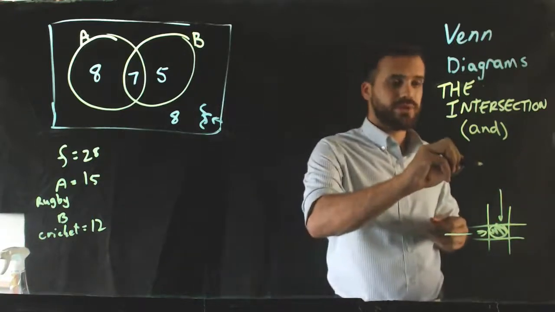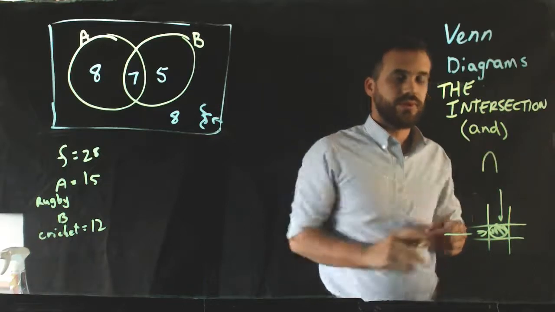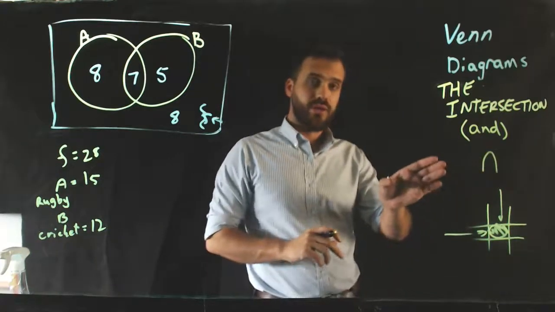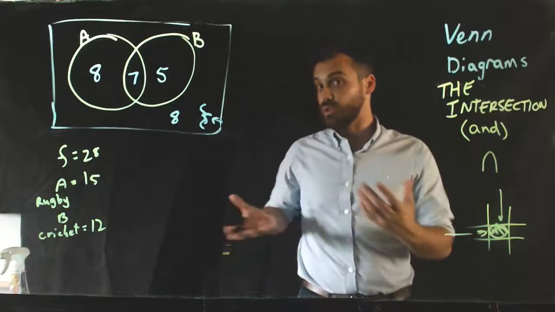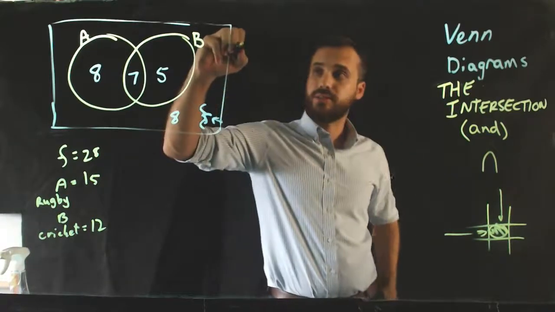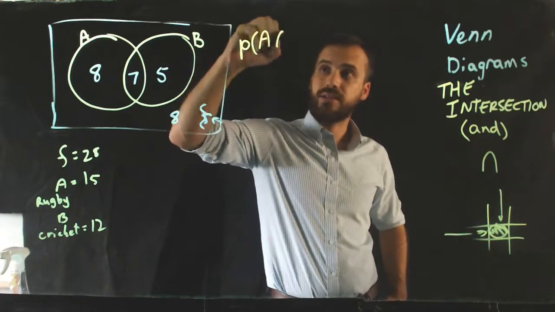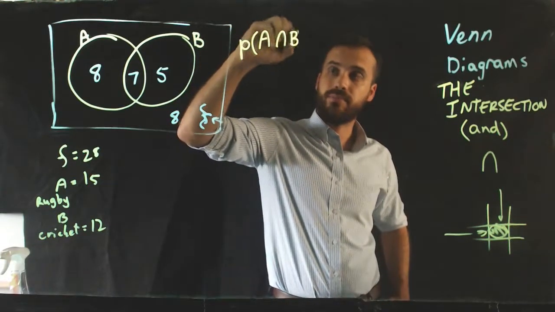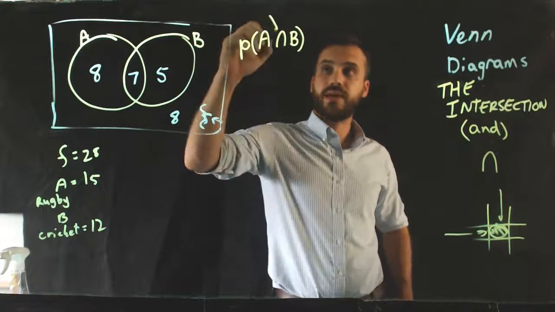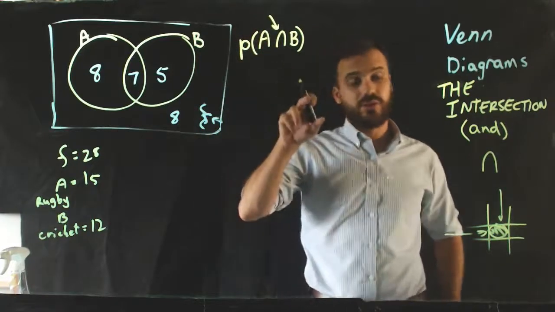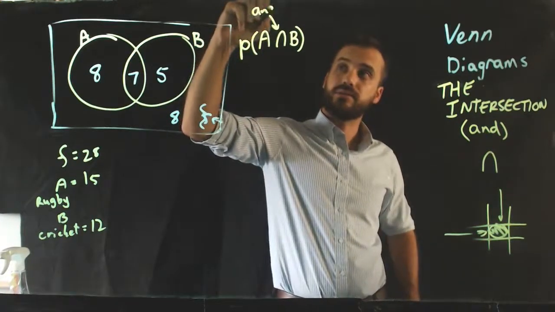Now we have a symbol for the intersection. The symbol looks like this, an upside down U. And if we're going to put that into a question, which I think we should, we can say that the probability of A intersection B. Now remember, that means intersection or and.